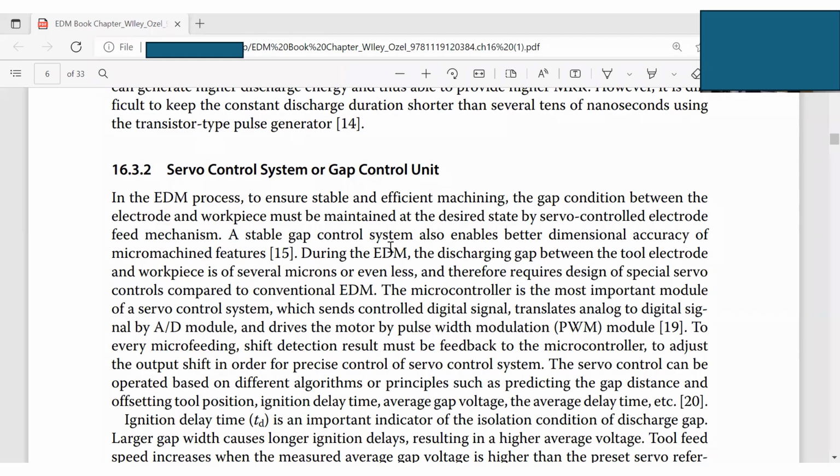machined features. During the EDM, the discharging gap between the electrode and workpiece is several microns or even less. It's very, very small. Therefore, it requires design of a special servo control compared to conventional EDM. So this is a servo control system. The microcontroller is the most important module of a servo control system, which sends the digital signal, translates analog to digital signal by the AD module, and drives the motor by the PWM.